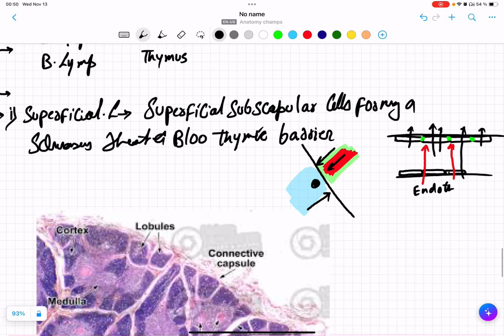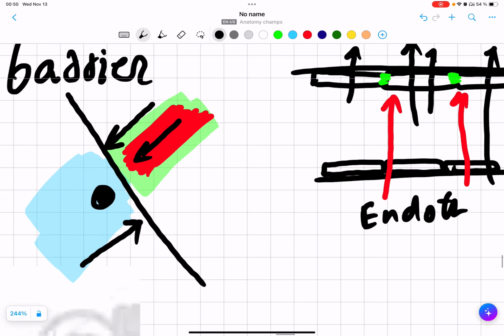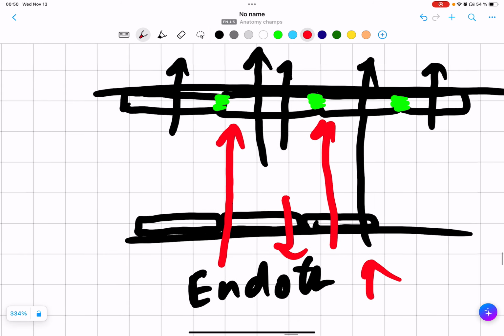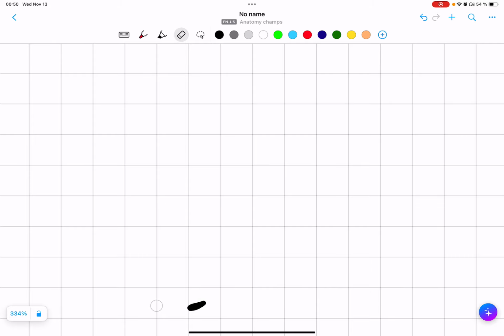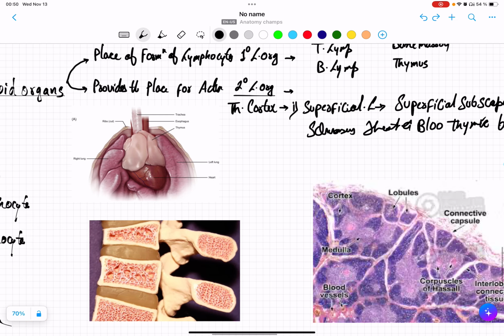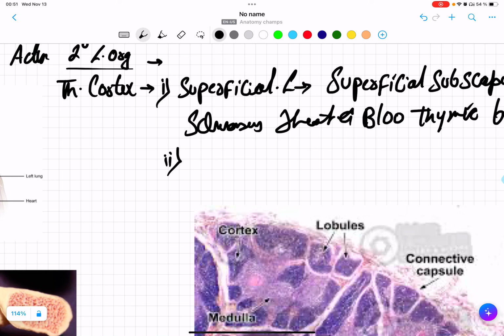Just remember, the blood thymic barrier will be formed by squamous sheath cells and these endothelial cells, where the endothelial cells will line, and the simple squamous epithelium of the beneath connective tissue will form those membranes. If you don't understand this part, just let me know. I will tell you again in our next lesson. So, this was about our thymus superficial layer. The second layer will be stellate. Second is our middle layer.